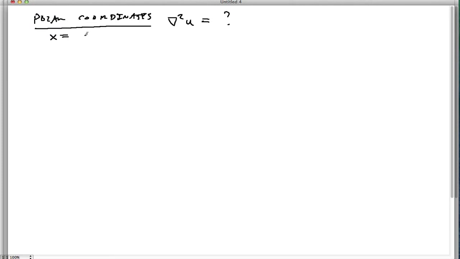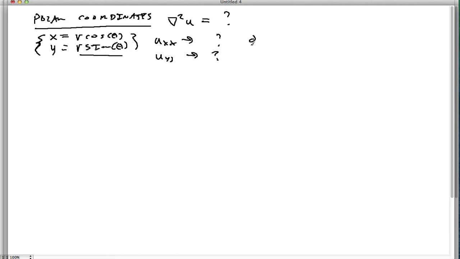Where you take x and y, and of course you use your polar coordinates: x is r cosine theta, and y is r sine theta. And then what you have to do is do a bunch of transformations in order to transpose every derivative. So u_xx becomes something, and u_yy becomes something as well. We're able to relate all of our derivatives in x and y into derivatives in terms of r, and also some derivatives in terms of theta.